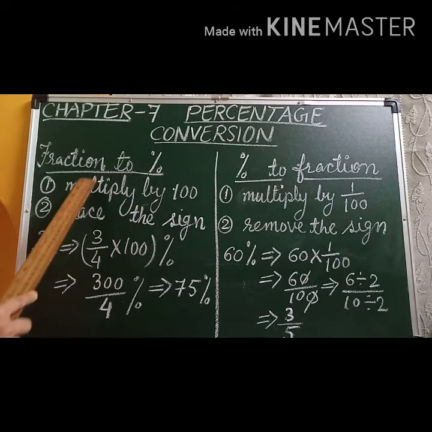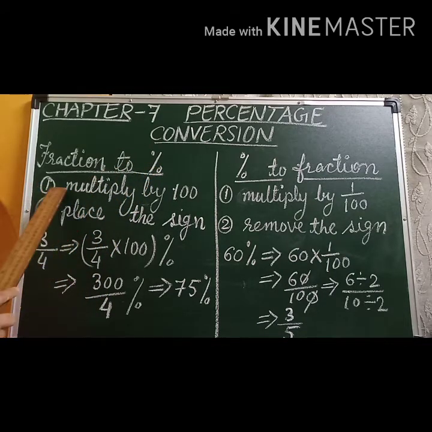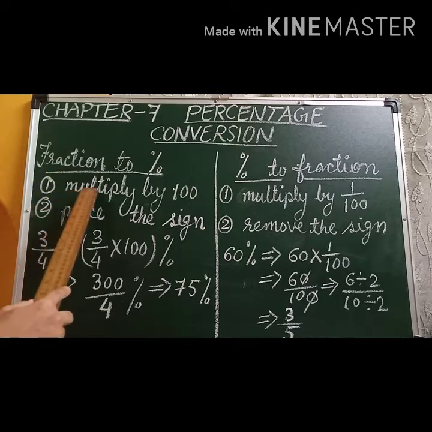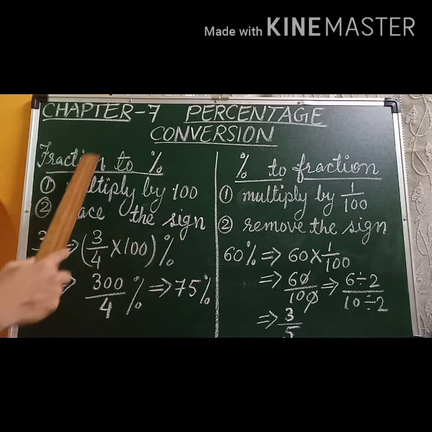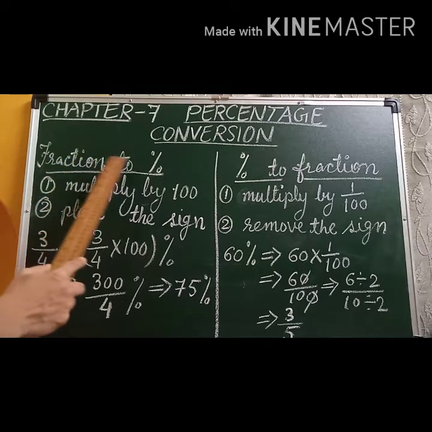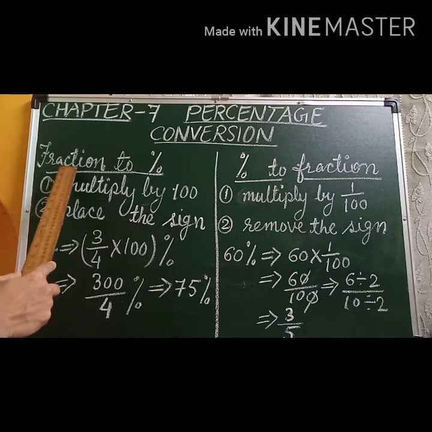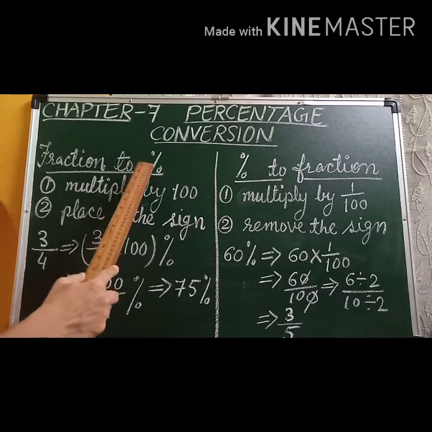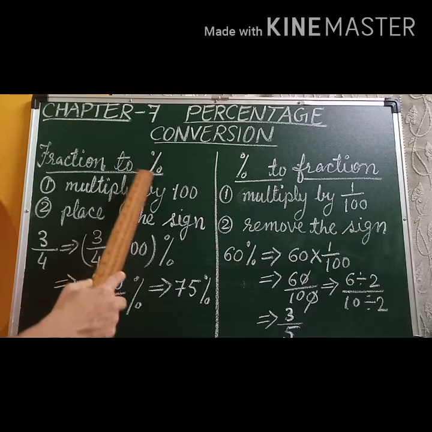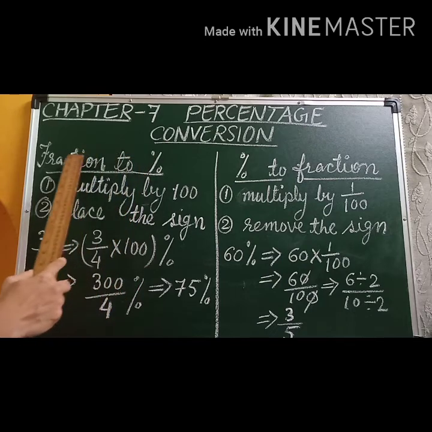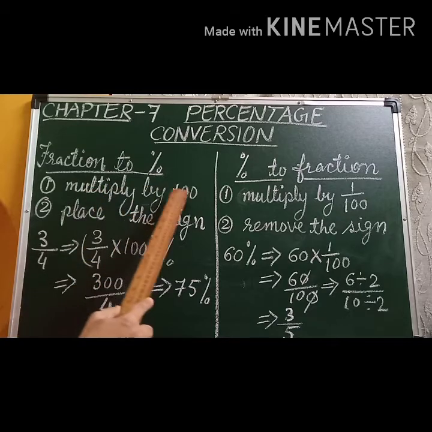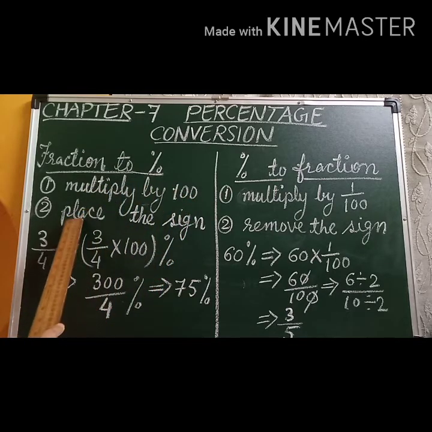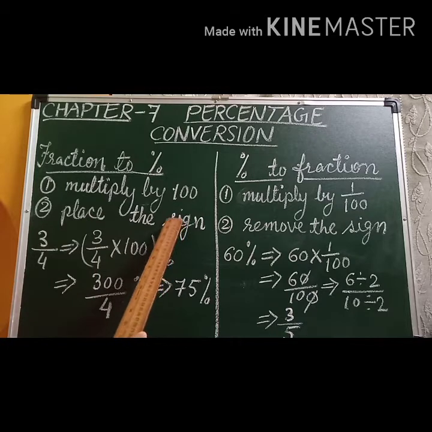For that we need to follow two steps. First of all, with the given fraction, we have to multiply by 100, and then the second step, we have to place the sign of percentage. Because here fraction is given. In fraction, no sign is there. Fraction में कोई भी sign नहीं होता है. बट हमको उसको कन्वर्ट करना है परसेंटेज में और परसेंटेज का साइन ये होता है. तो इफ वी हैव टू कन्वर्ट फ्रैक्शन टू परसेंटेज, व्हाट वी हैव टू डू, वी हैव टू मल्टीप्लाई बाय 100 फर्स्ट विद द फ्रैक्शन एंड इन द सेकेंड स्टेप वी हैव टू प्लेस द साइन ऑफ परसेंटेज.